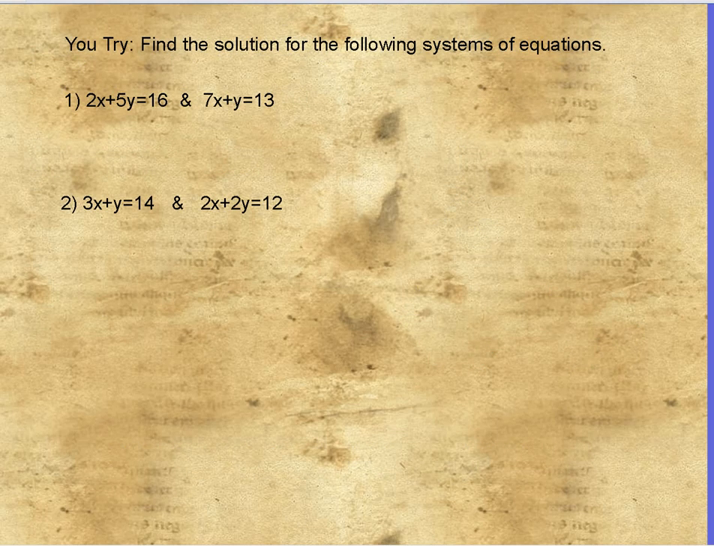Now, you try the following on your own. Find the solution for the following systems of equations. 2x plus 5y equals 16, and 7x plus y equals 13. And then, the solution for 3x plus y equals 14, and 2x plus y equals 12.